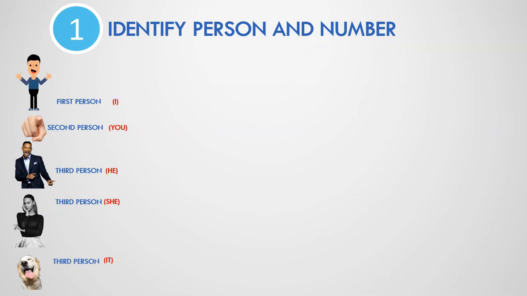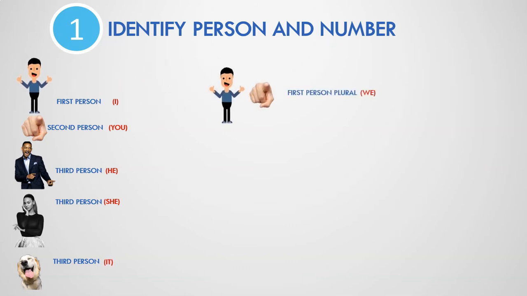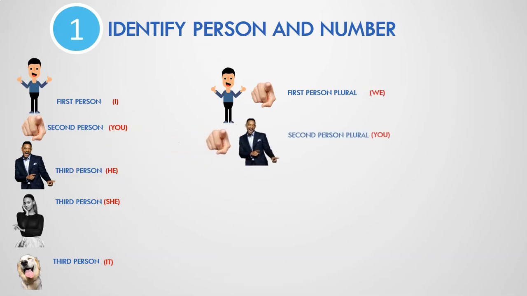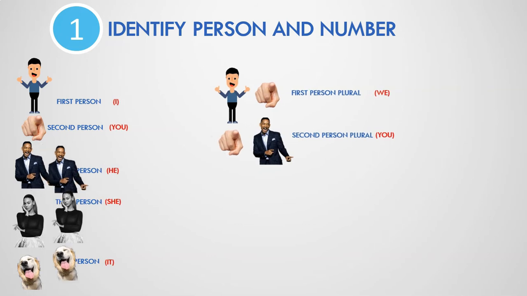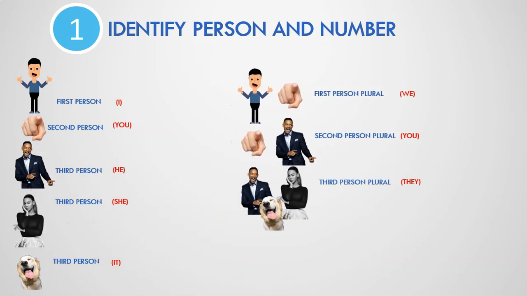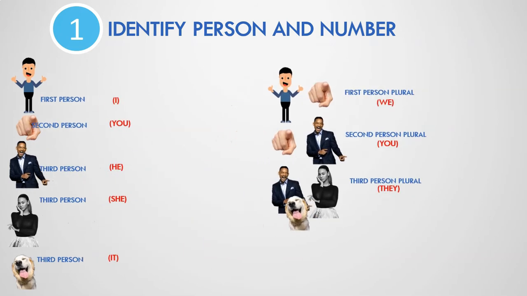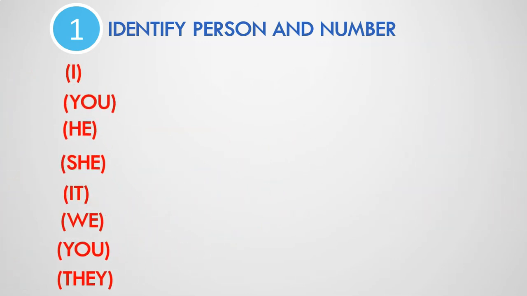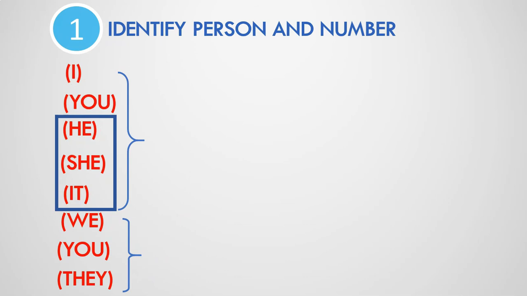That was for the singular. If it were plural, the first person would be you and me, we. The second person would be you and someone else, you. And the third person would not include you or me, they. We would end up with six persons because he, she, and it form the third person, and two numbers, singular and plural.